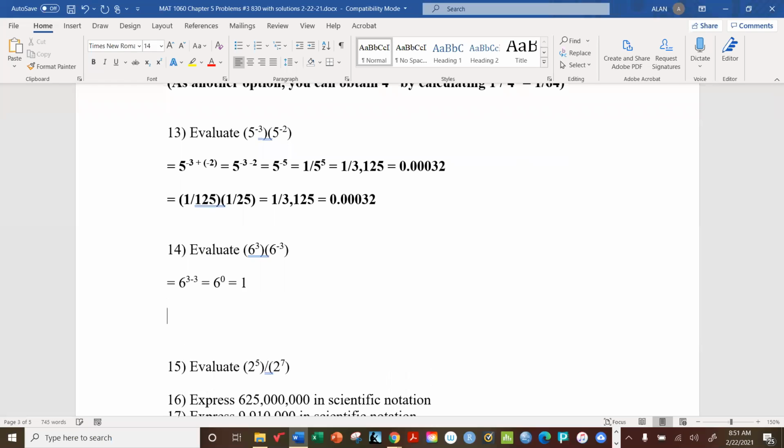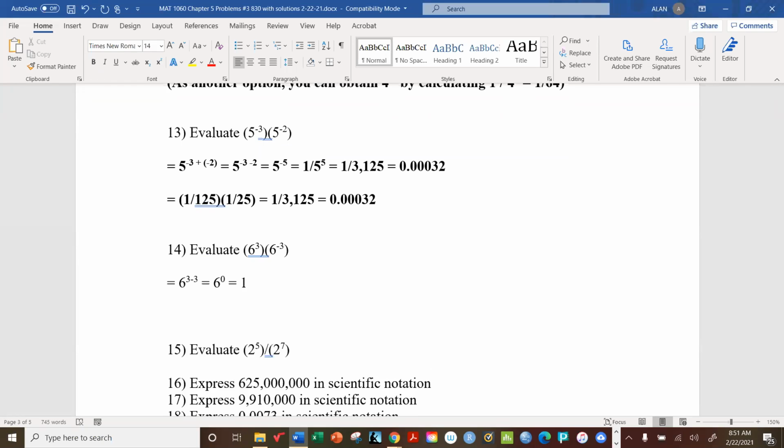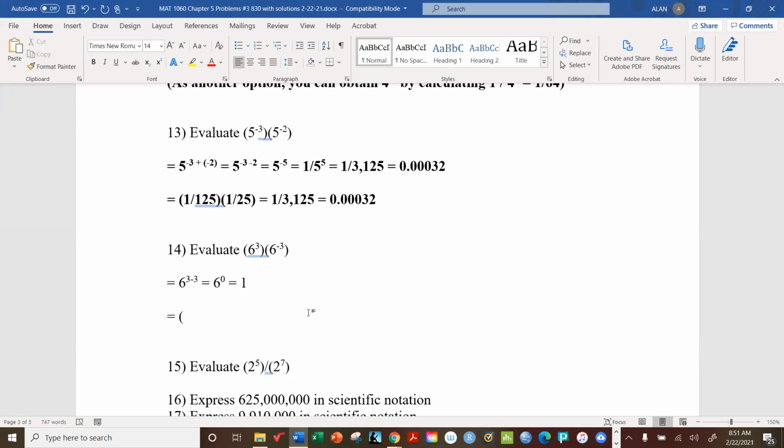Interesting. And then if you do it the other way, 6 cubed is, I believe, 216. Let's double check. Yep, 216. And then you're multiplying that by 1 over 216 equals 1.